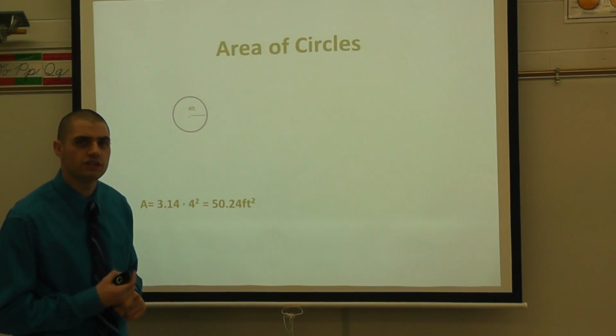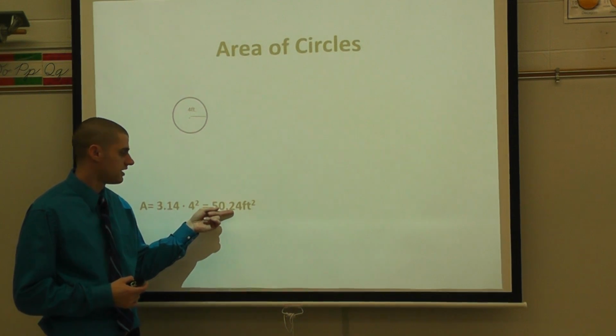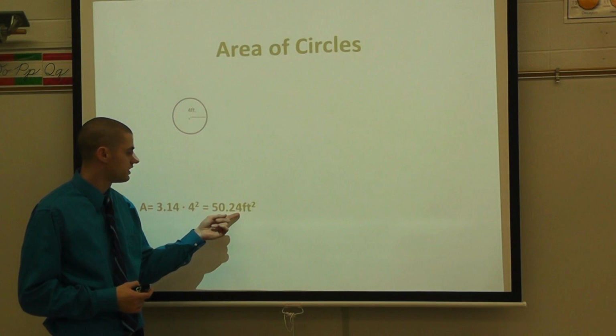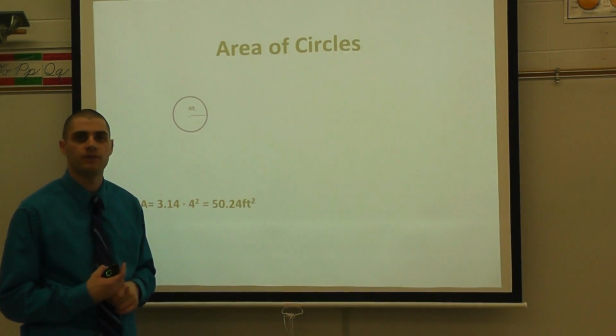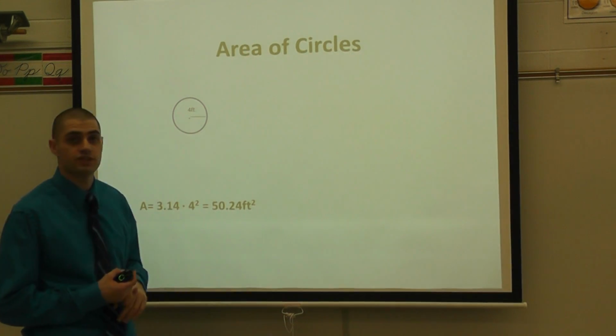Sometimes you might want to round these numbers to the nearest tenth. Well, if I'm rounding this problem to the nearest tenth, I look at the 2, I look to the right. If it's 4 or lower, it stays the same, so it becomes 50.2 feet squared. I just found the area of this circle.